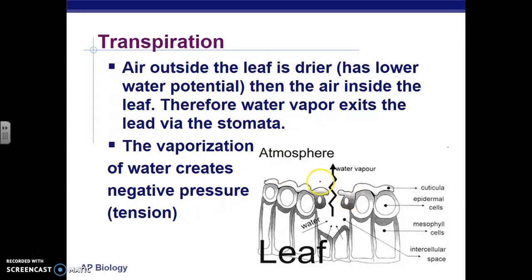So if we take a look, this is a picture of a leaf, and here is the inside of the leaf where the water is, and then here's the outside of the leaf, and then this hole is obviously the stomata.